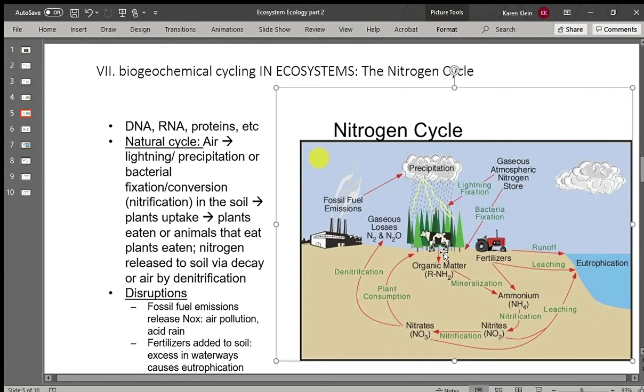How do animals then get nitrogen, including us? We eat those plants and we digest those plants, which teases out the nitrogen that we need, and then we can use that nitrogen to make our DNA, our RNA, and our proteins.